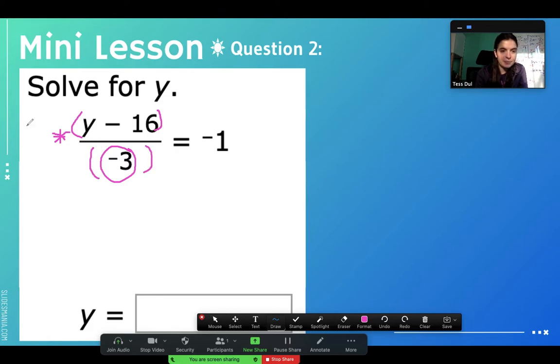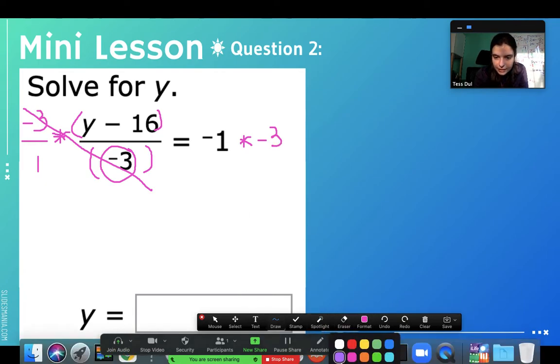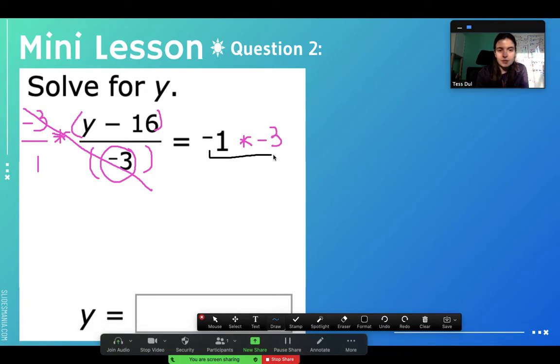by negative 3, which is the same thing as negative 3 over 1, these negative 3's will cancel out because negative 3 divided by negative 3 is 1. And if we multiply this side by negative 3, we have to multiply this side by negative 3. Negative 1 times negative 3 is positive 3. So let's simplify now. This was positive 3. I'm going to try to keep my equals signs lined up this time. We said these negative 3's canceled out, so we're left with y minus 16.